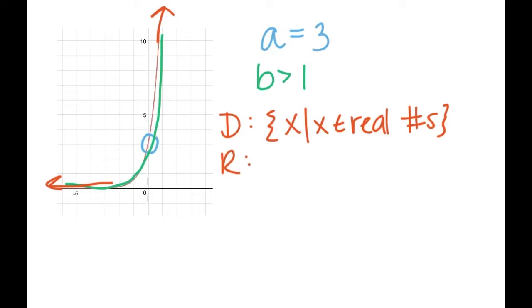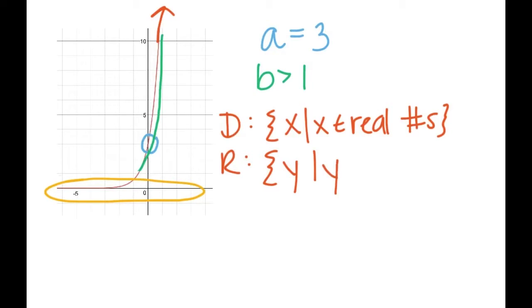The range, I know it's hard to tell, I've drawn all over the graph, but exponential functions have what's called an asymptote on the x-axis, which means they get really, really close to the x-axis, but they never actually touch it. So when we're writing our range, we have to be careful and say that y is going to be greater than 0, but we cannot say greater than or equal to, because it won't ever touch the x-axis. So our range is just y greater than 0.